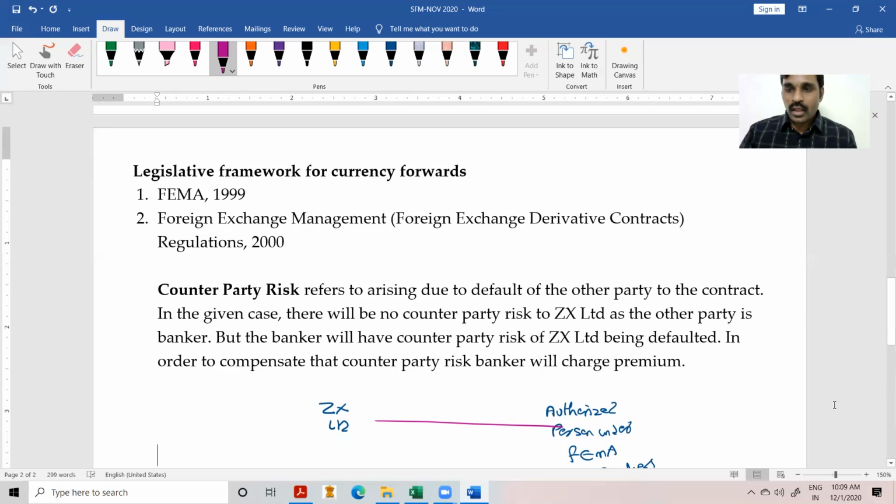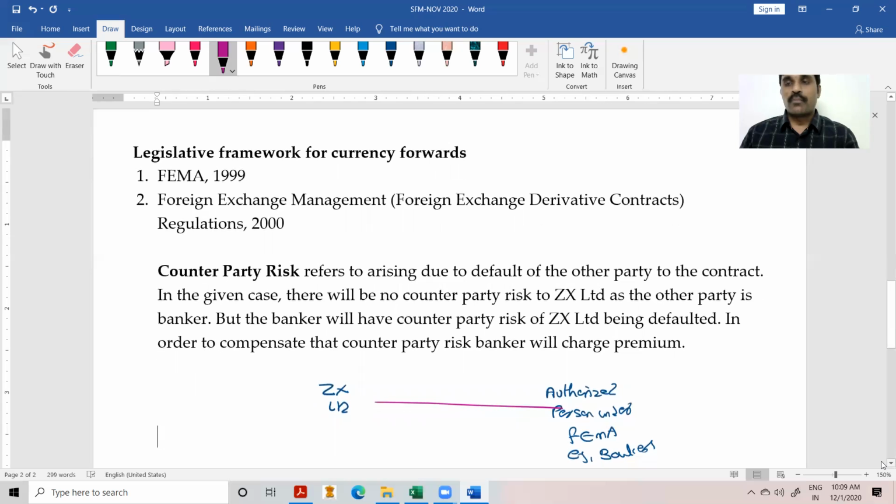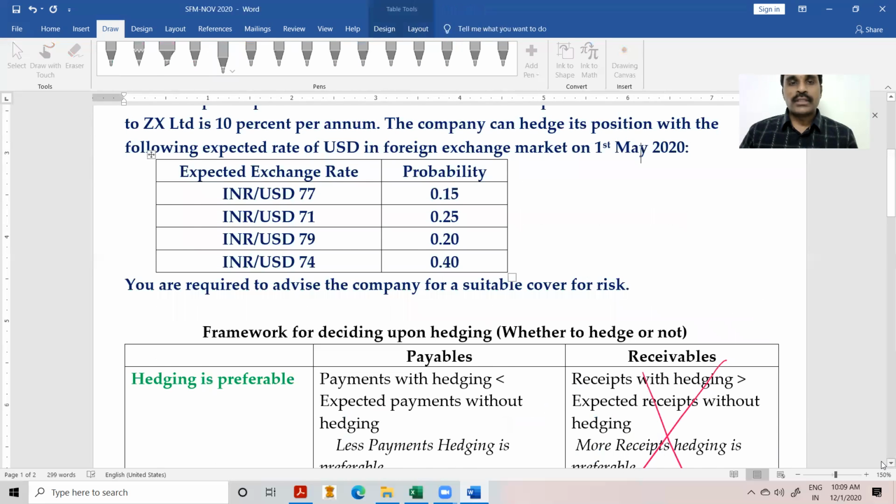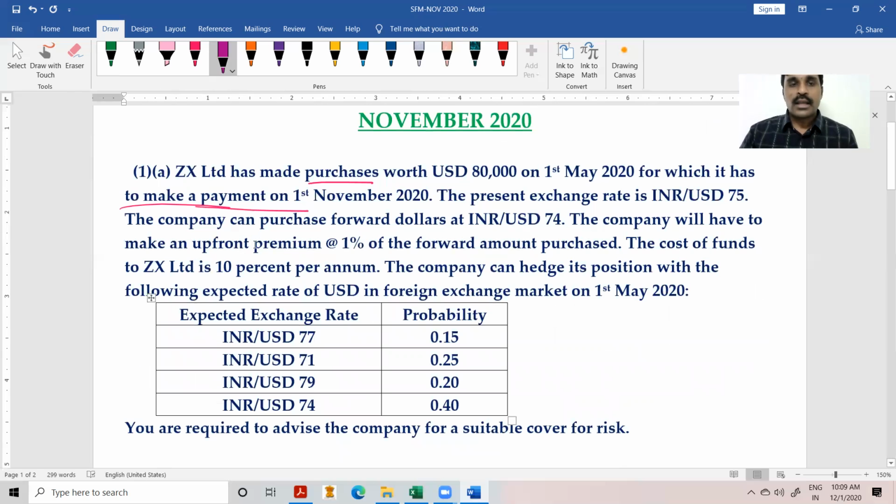Now, that is the reason for the forward premium, because of counterparty default, because of counterparty risk. The reason for the forward premium is that the banker is facing the counterparty risk. Anybody who is bearing the risk is entitled to a premium. ZX Limited is not entitled to any premium from the banker because it is not taking any counterparty risk. Only those who are bearing the risk are entitled to the premium amount.